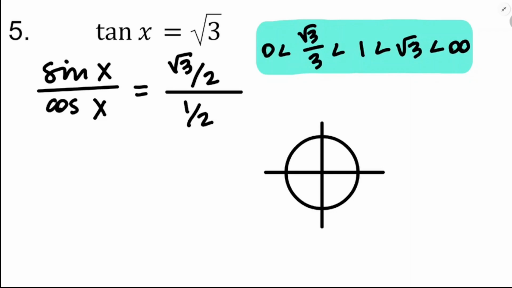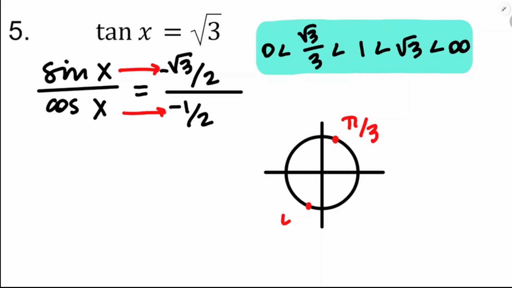And I kind of like this because this is giving us two pieces of information. Sine x needs to be root 3 over 2, and cosine x needs to be a half. So I need to be farther up than I am over to the right, and so that would be right here. And that's going to be pi over 3. Now it could also be the case that it's negative over negative, and that'll give me that spot exactly across the unit circle down here at 4 pi over 3.